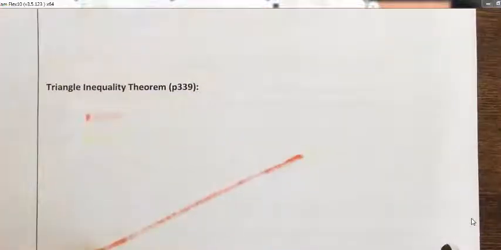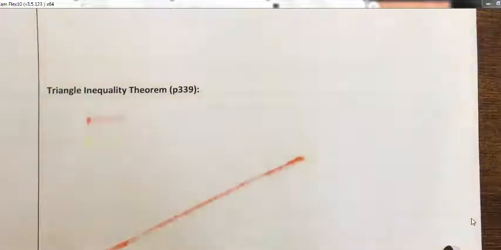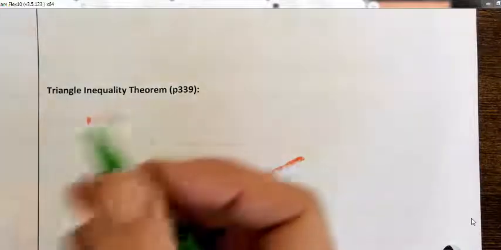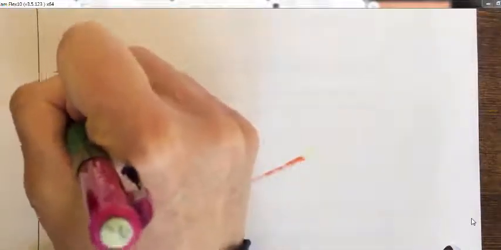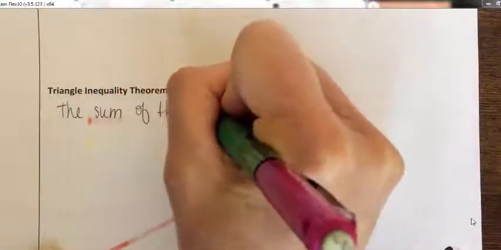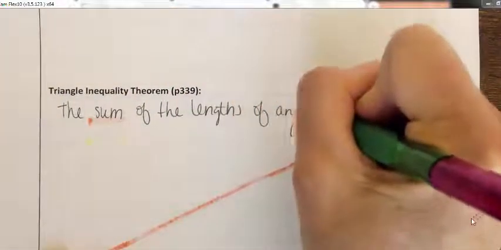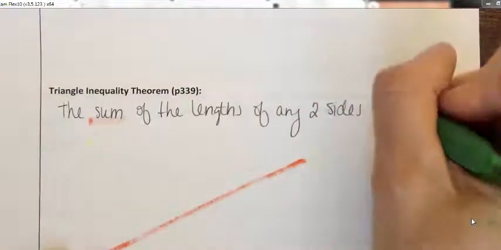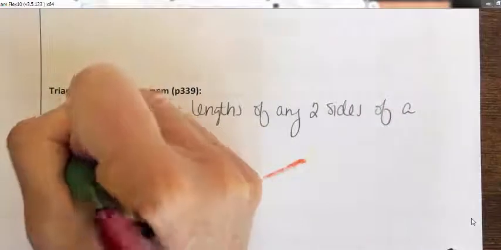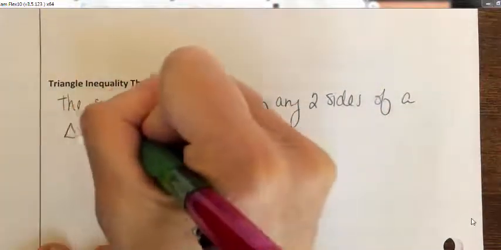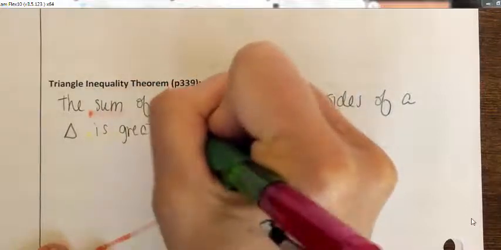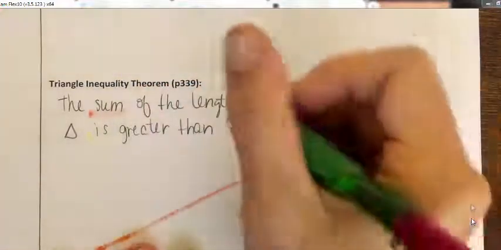All right, so triangle inequality theorem, that one's on page 339. So this talks about how the lengths of any two sides are related to a third side. So the sum of the lengths of any two sides of a triangle is greater than the third side.